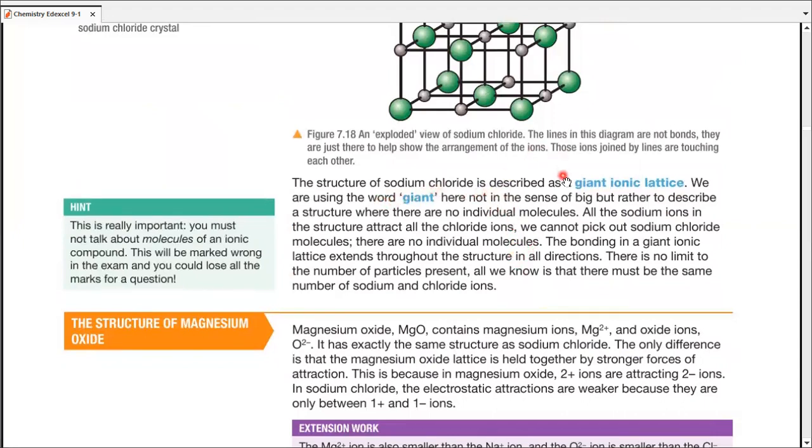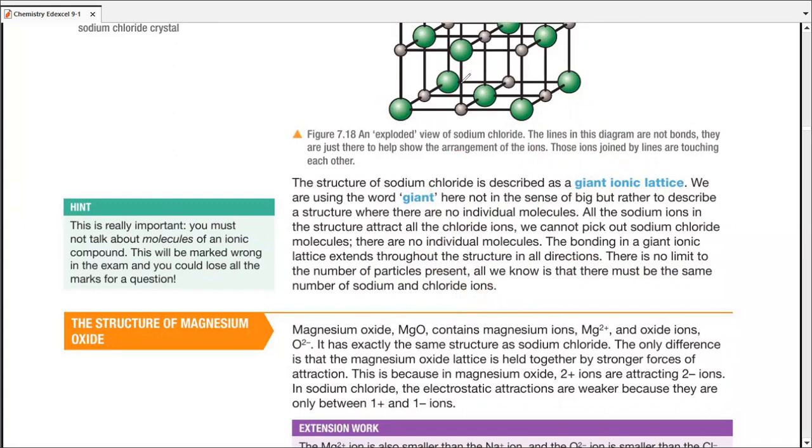The structure of sodium chloride is described as a giant ionic lattice. Lattice is the specific arrangement. Since this is made up of ions, we call it ionic. Since this has trillions and trillions, billions of atoms, maybe even more, we don't even have a word for it, so we use the word giant. Giant is not here in the sense of big. Giant is here because it has so many ions and so many attractive forces. So there are no individual molecules. This lattice extends throughout the structure in all directions. There is no limit to the number of particles present. All right. That's why we use the word giant.